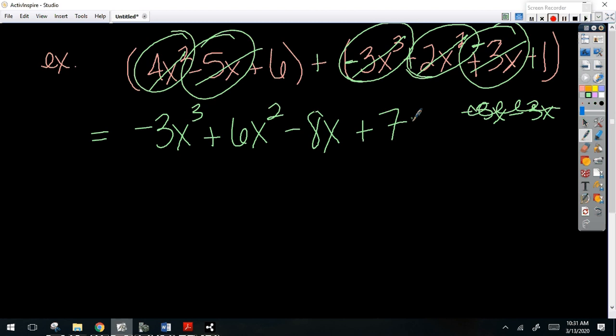But quickly, looking at this, what is the leading coefficient? Negative 3. Degree? 3. Constant? 7. Is it a polynomial? Yes. If you add, subtract, or multiply polynomials, you always get a polynomial. I thought it was important.